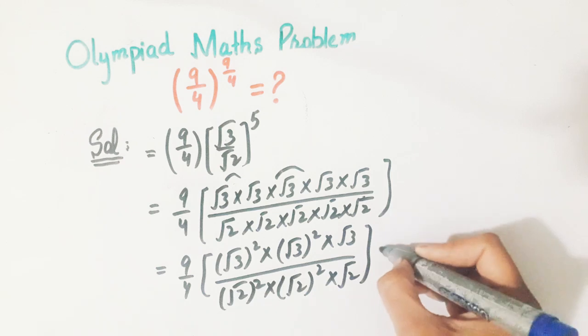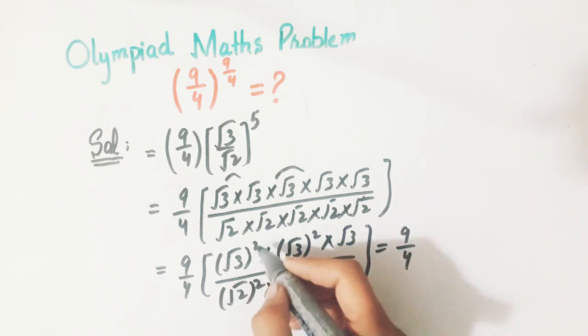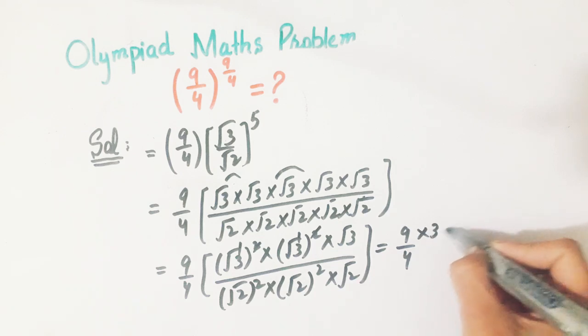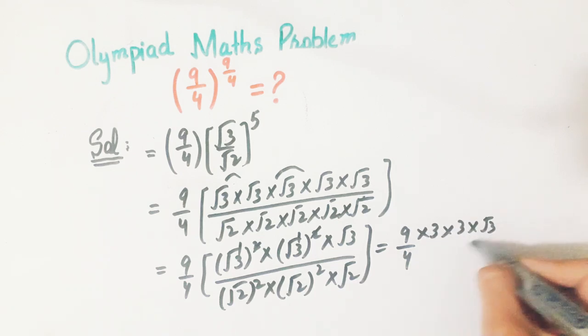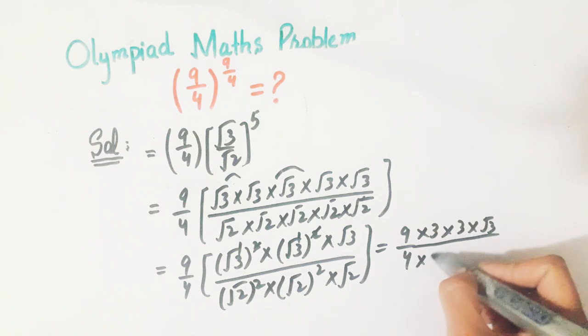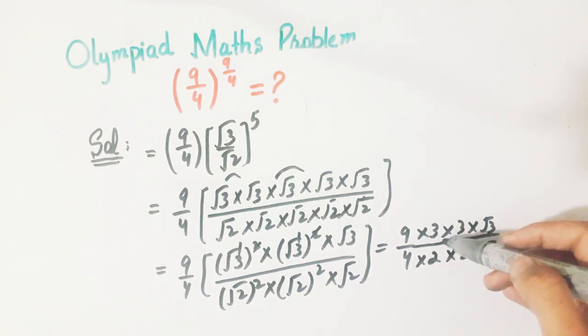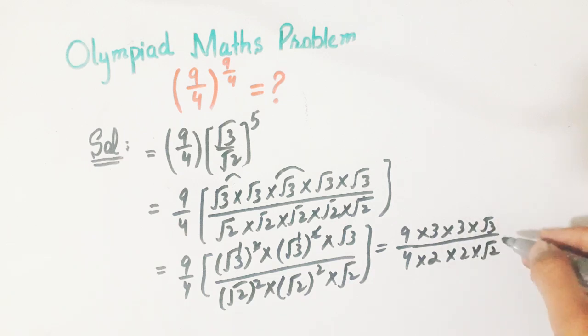So this will be equal to 9/4. The square is cancelled out by the square root, and so on. So we get 3 multiplied by 3 multiplied by square root of 3, divided by 2 multiplied by 2 multiplied by square root of 2. So 9 threes are 27, and 27 threes are 81. So 81 over, 4 twos are 8, and 8 twos are 16, and square root of 3 by square root of 2.